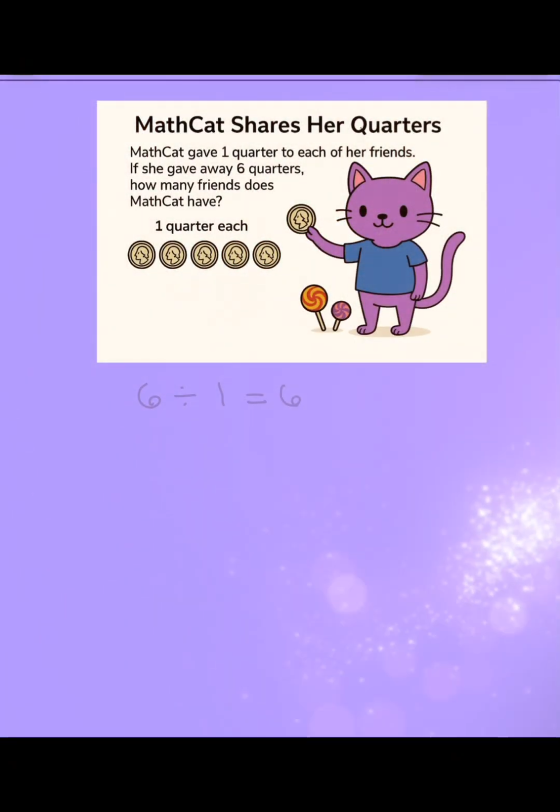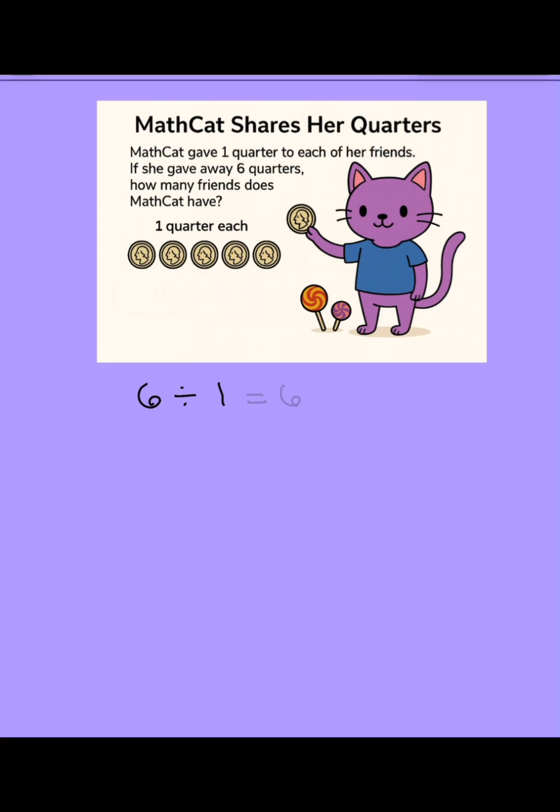Let's look at an example problem. MathCat shares her quarters. MathCat gave 1 quarter to each of her friends. If she gave away 6 quarters, how many friends does MathCat have? In a previous video, we talked about equal groups division problems, and that's exactly what this is. We're giving away the same number per group, in this case 1. So we have 6 total, and we're going to divide that in groups of 1.